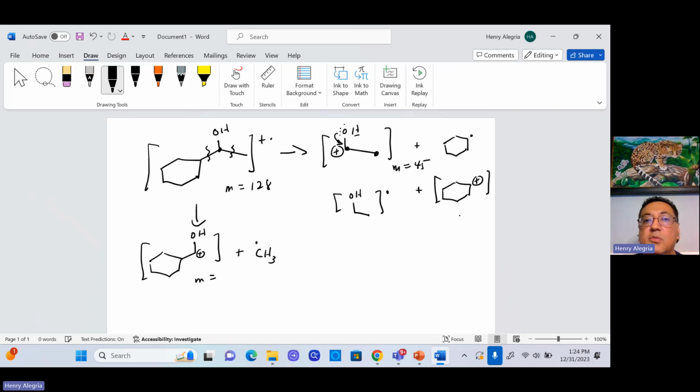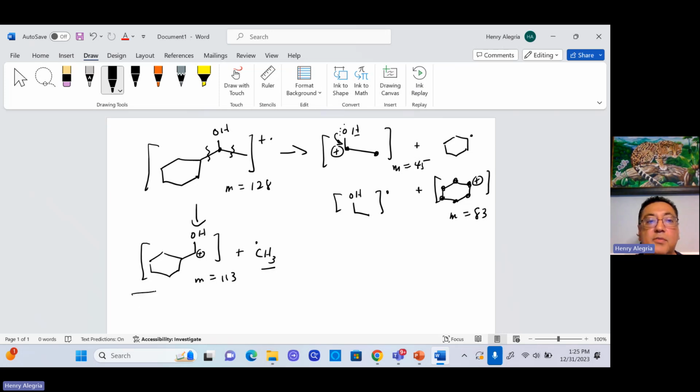What would be the mass of this one? Well, I have 1, 2, 3, 4, 5, 6 carbons. That would be 72. And I have 1 plus 2, 3, plus 2, 5, plus 2, 7, plus 2, 9, plus 2, 11 hydrogens. So therefore, 72 plus 11 would be 83. And this one down here involves the loss of 15. 128 minus 15 is 113. So I would expect to see from the alpha cleavage, one of these is likely to be the base peak, 45, or 113, more likely, 83 possible.